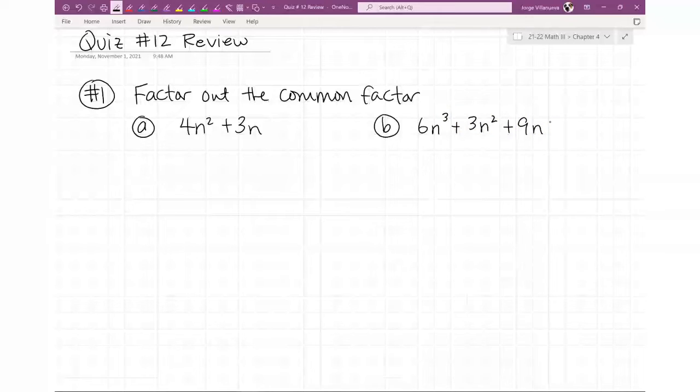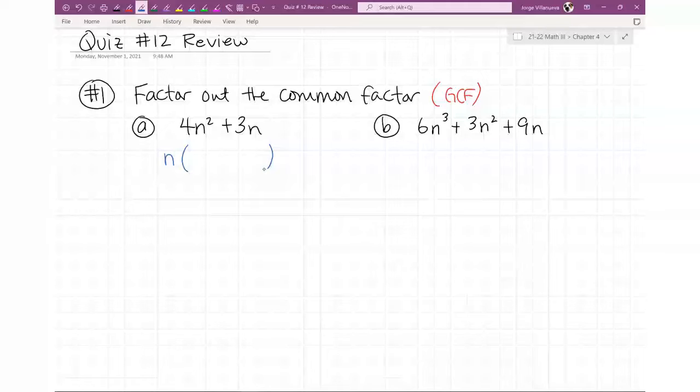So just finding the common factor, what that usually means is the GCF. Okay, what number can you take out? What letter can you take out? So for part A, if you look at it, we have a 4n squared plus a 3n. Okay, what do I have in common here? The n, right? So I'm going to take an n out. And I'm going to put a parenthesis there.